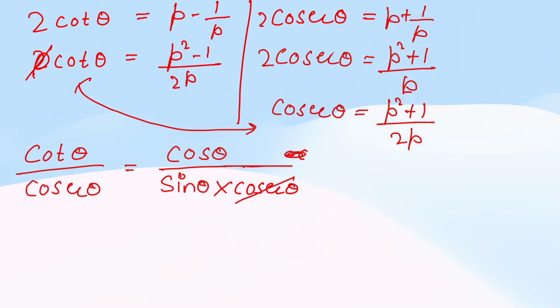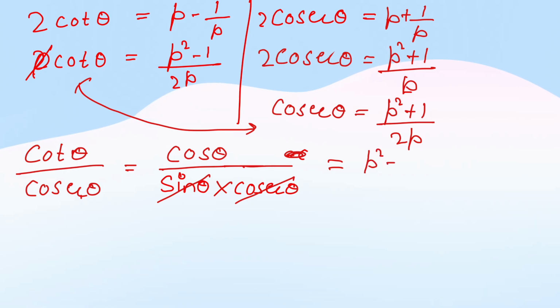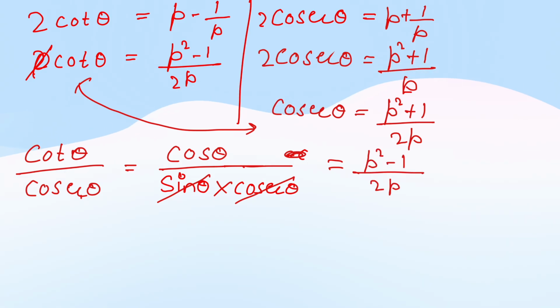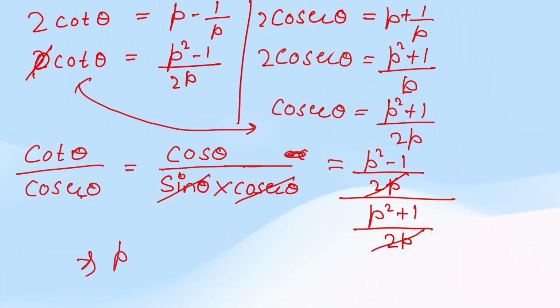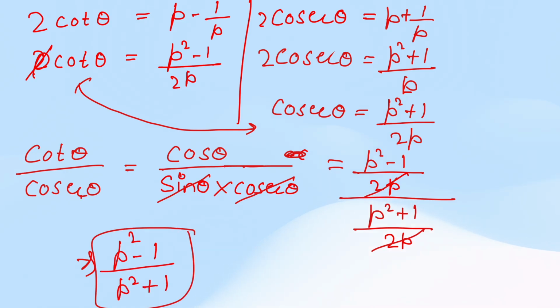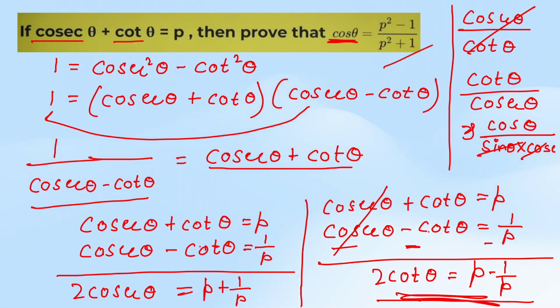And cosec cosine cancel out, so cos theta will be just the division of cot and cosec, right? So it will be (p square minus 1)/2p divided by (p square plus 1)/2. Clear? 2p cancels out, so it will be (p square minus 1)/(p square plus 1), and that is equal to RHS. That's what we need to prove.